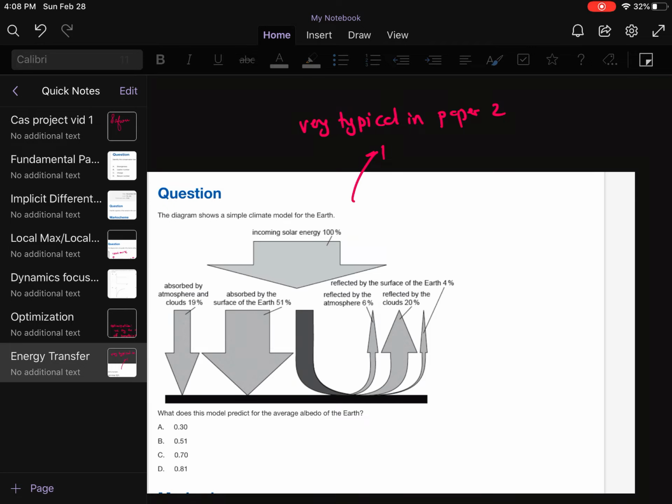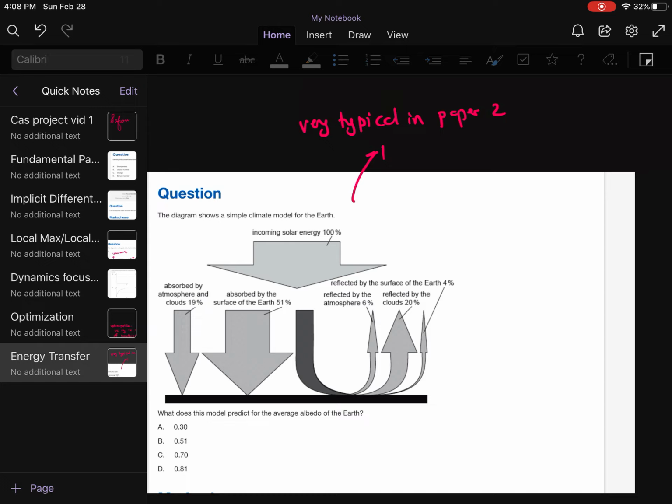So we see that incoming solar energy, I assume from the sun, is 100%. So 90% of it is absorbed by the atmosphere and clouds. 51% is absorbed by the surface of the Earth. I assume if you guys learned about the greenhouse gas effect, good chance that this is what it's referring to. And 6% is reflected by the atmosphere, 20% by the clouds, and 4% reflected by the surface of the Earth.